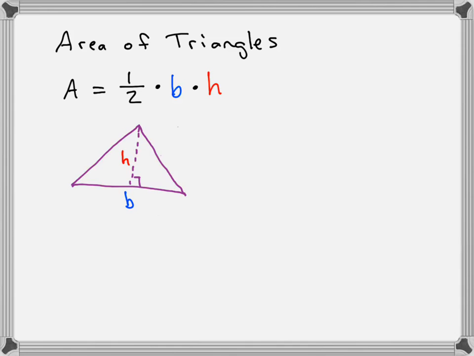Area of triangles, our formula is 1/2 times the base times the height. So in this diagram here, we have our dotted line that represents the height h, and we have our base there with a b. We multiply them together and divide by 2. Let's look at an example.